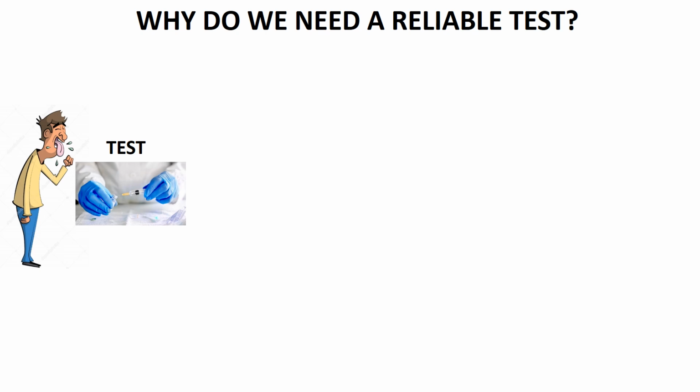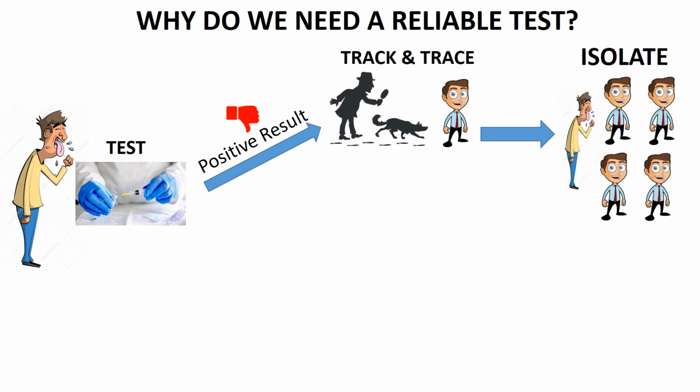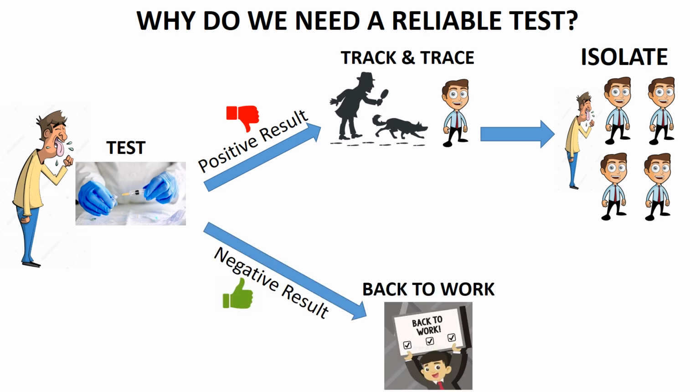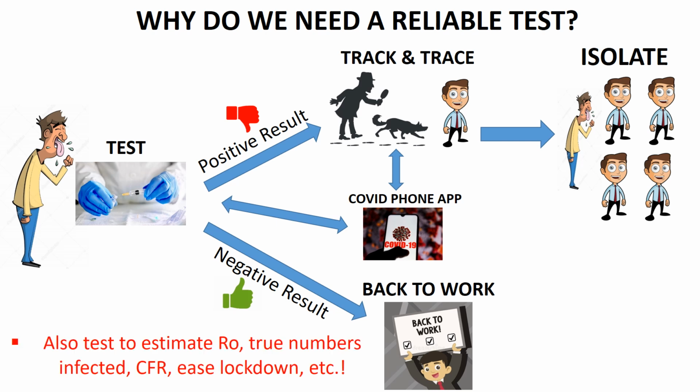So why do we need a reliable test? Well, you turn up at your doctor's, you have a test, you get a positive result, and then you track and trace all your contacts and you isolate them so the disease doesn't spread. If you get a negative result, then you can go back to work. Let's say you're a key worker, we don't want to keep you at home if you think that you might be infectious, if we can prove that you're not. And of course, all that could be integrated with any new technology like the COVID app that comes out.